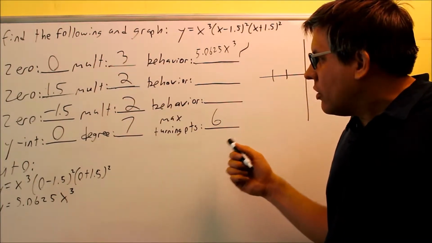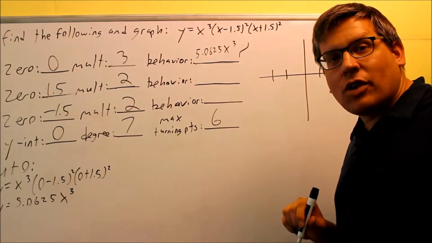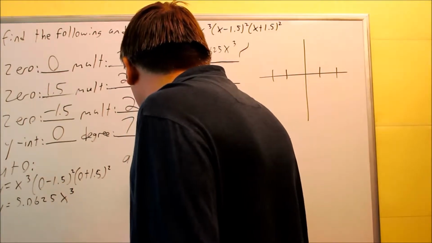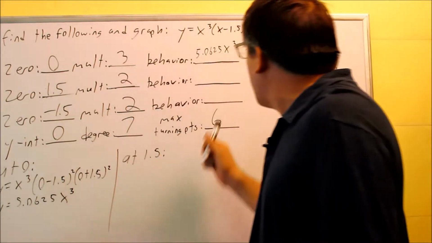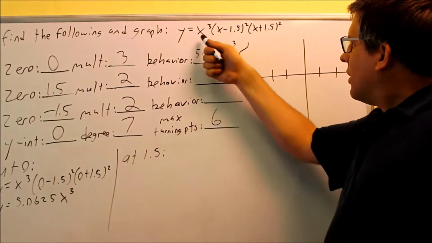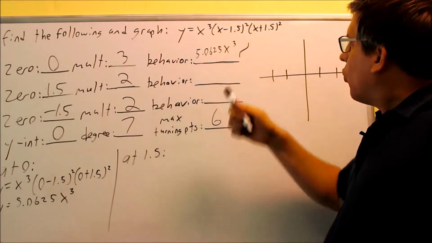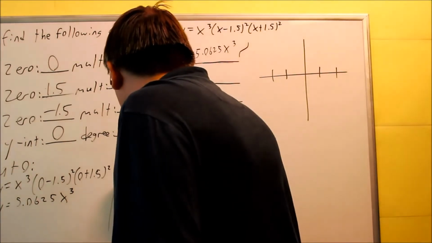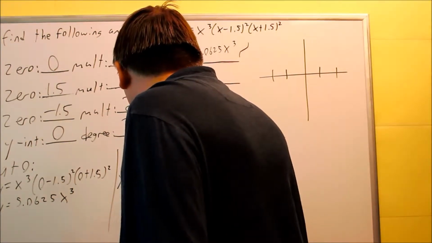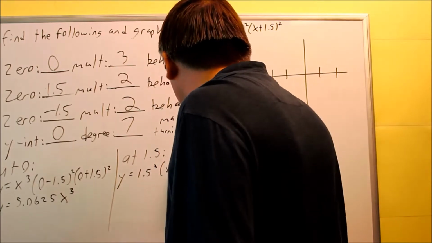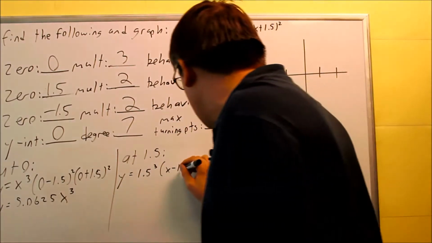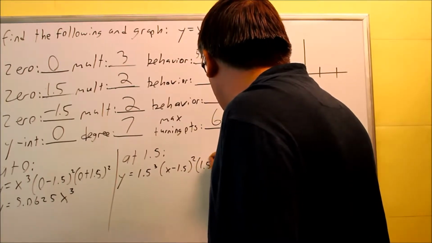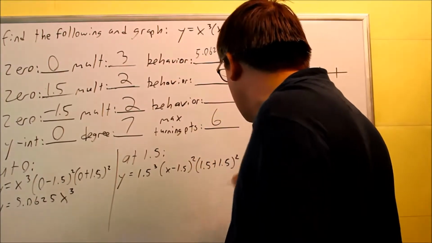So now we're going to do the next behavior. We're going to do the behavior at 1.5. Okay, so we'll do that next at 1.5. Okay, we put 1.5 into this first x, 1.5 in for the second x. So what it'll look like is 1.5 cubed. I'm not going to put anything into the second one, so I leave that alone. Then the last one I get (1.5 plus 1.5) squared.